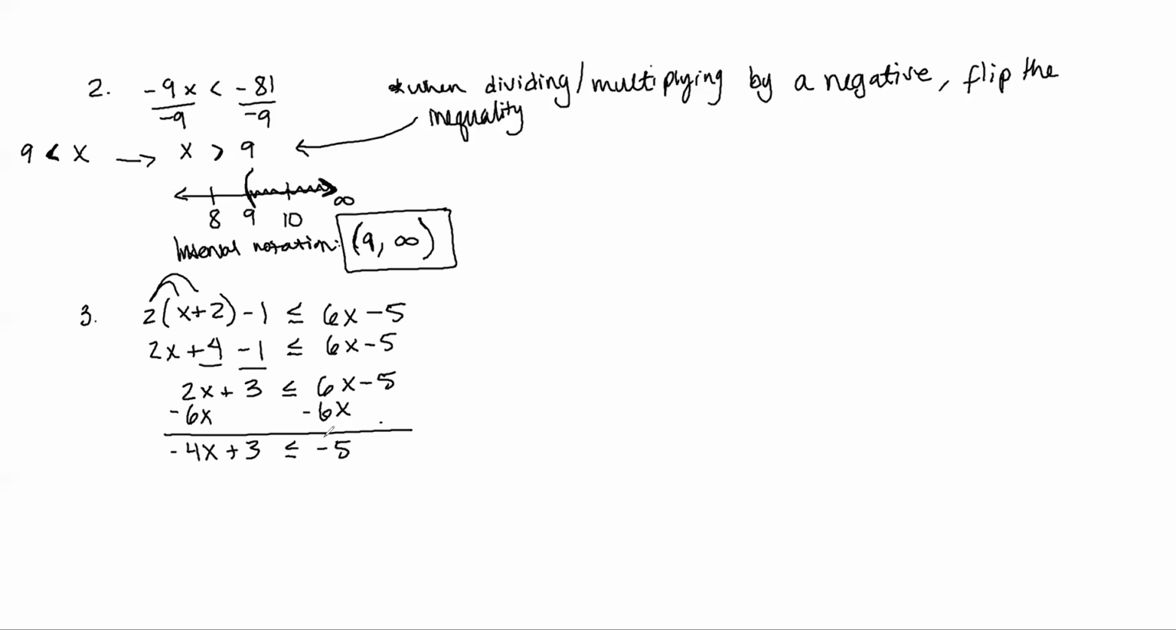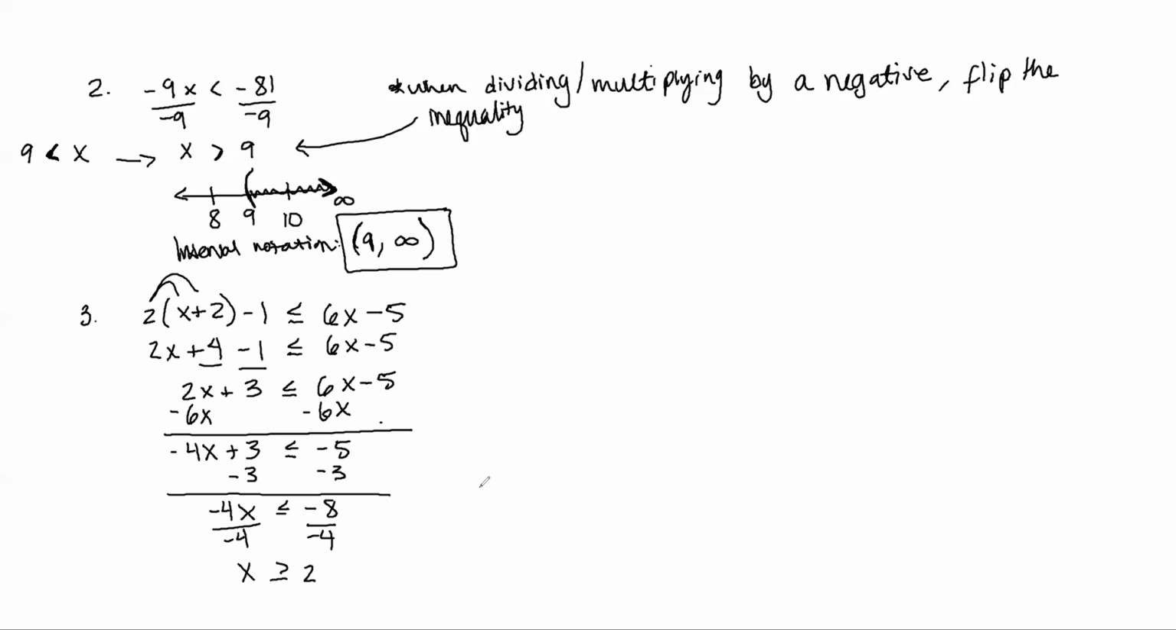And now let's move our constants to the right. So I'm going to subtract 3. And we get negative 4x is less than or equal to negative 8. And now when we divide by a negative 4, we're going to have to flip the inequality. And we get x is greater than or equal to a positive 2.